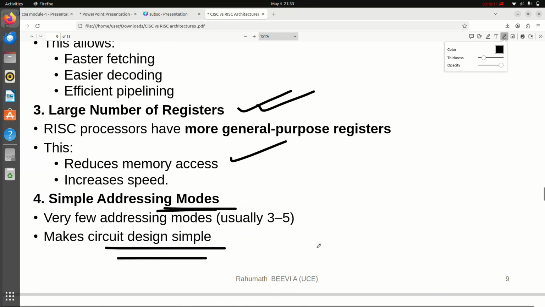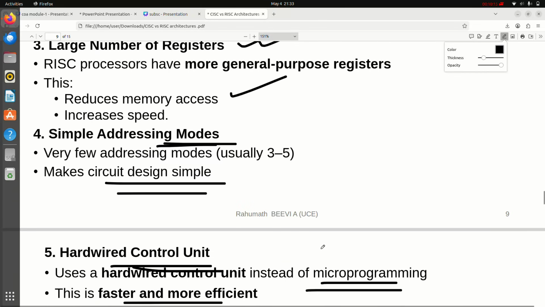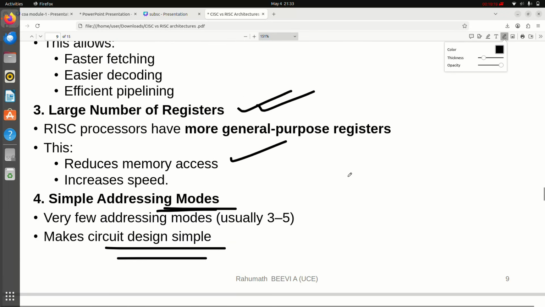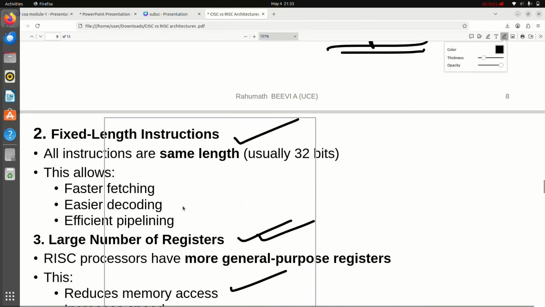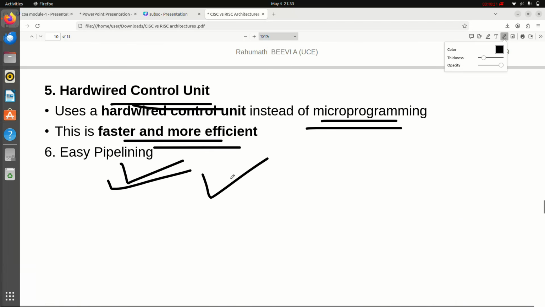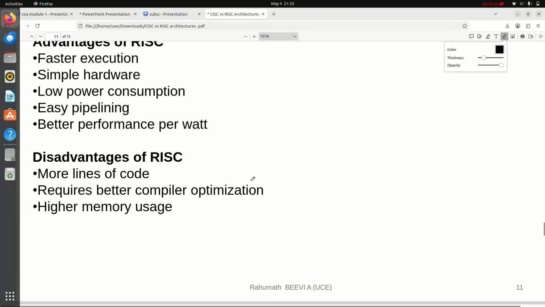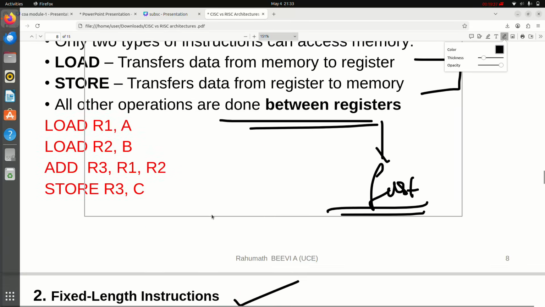Understood? In CISC there are many addressing modes, but here only a few addressing modes are there, and we are using registers, so we don't need to access everything from memory every time. The instructions are fixed size, and only load and store require memory. There was a microprogram there, but here it is a hardware unit, and pipelining is much easier. Fine, these are the main things you have to understand here.